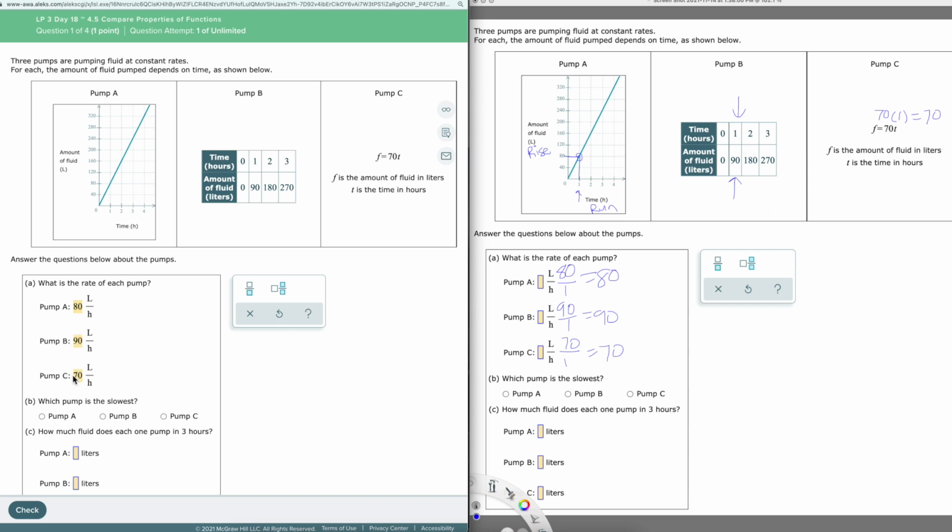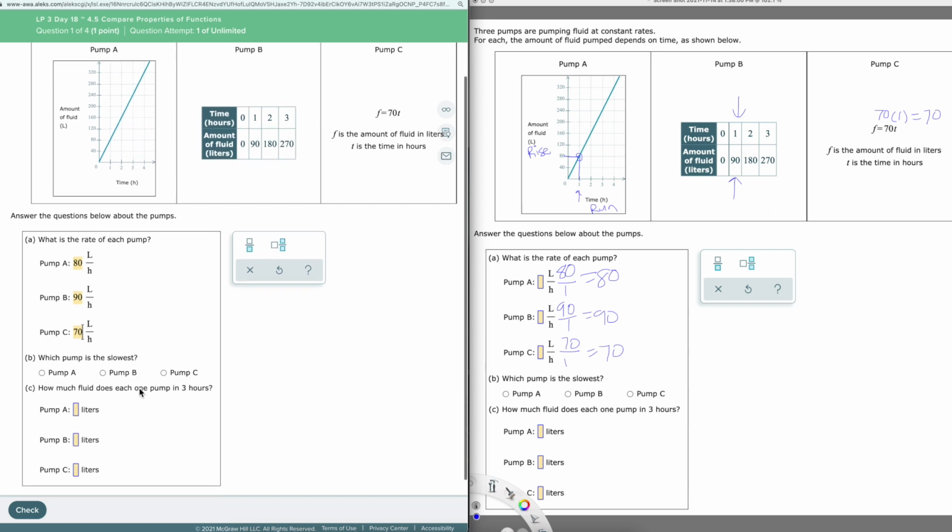And then they say which pump is the slowest. So we just want to know which one is pumping the least amount per hour. So 70 is smaller than 80 or 90, so it's going to be pump C.